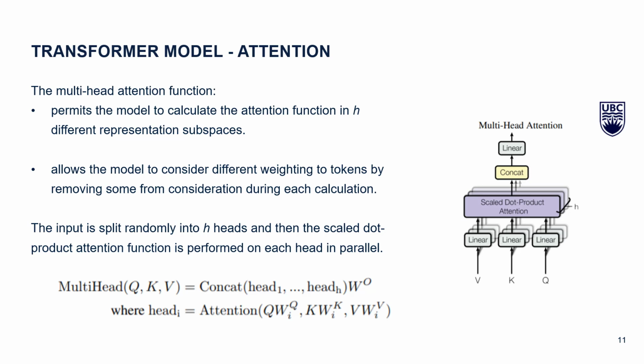The input is then split randomly into H heads, and then the scaled dot product attention function is performed on each head in parallel. The resulting matrices from the multi-head attention function are then concatenated and multiplied by a weight matrix. Then the residual is calculated, and then that result is passed to the layer normalization function.